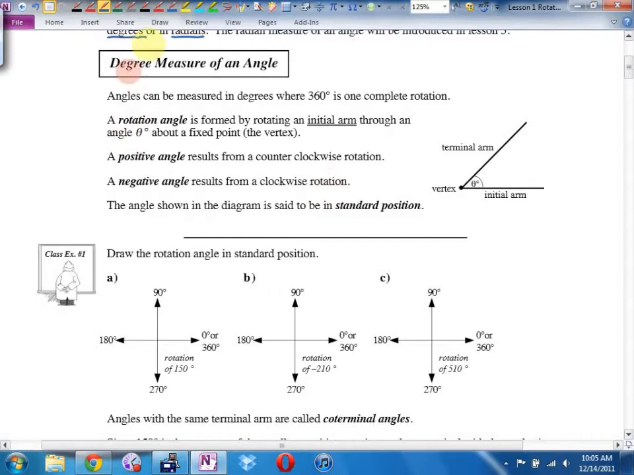A rotation angle is formed by having an initial arm that's fixed and rotating a terminal arm around a vertex. If you go in the positive direction, that's counterclockwise. So this way is positive, this way is negative. Positive angle comes from counterclockwise, a negative angle goes from clockwise. And Alex, if you have your initial arm on the x-axis, we say that it's in standard position. We're always going to start out in standard position.